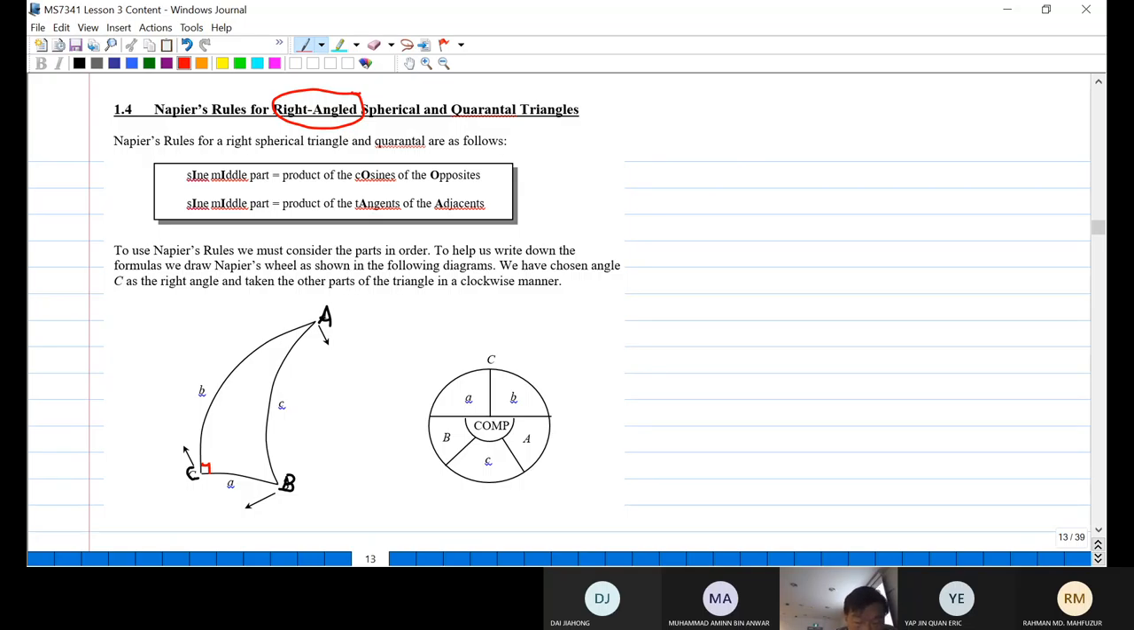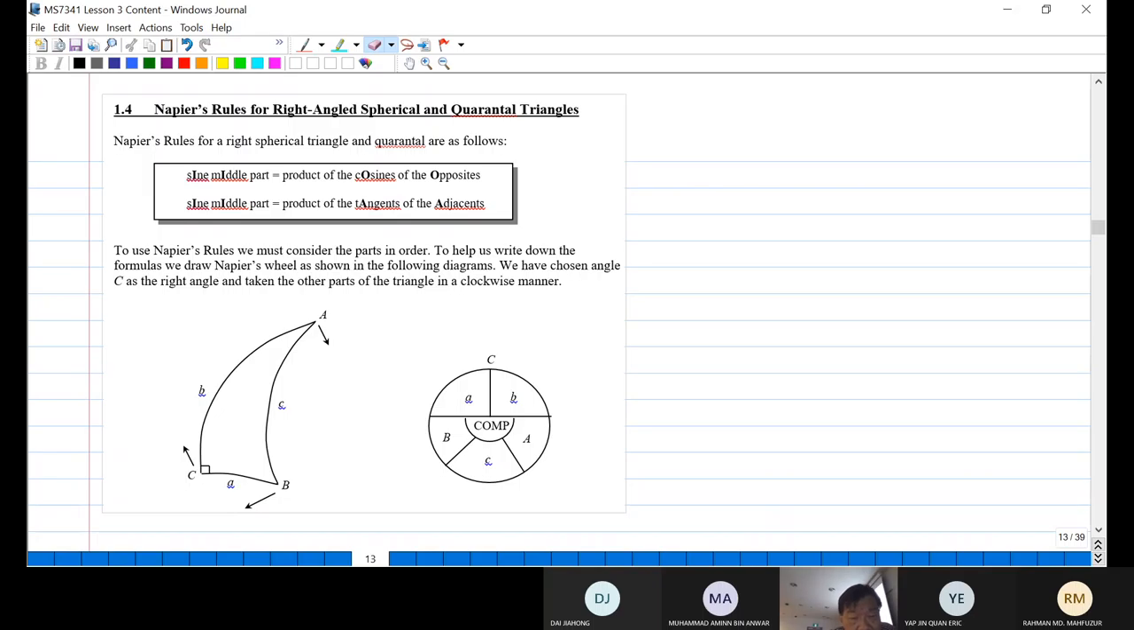So I have three angles there, A, B, C. Then the side opposite the angle, you use small letter a. So this is small letter a, this is small letter b, this is small letter c. So this is how you label the sides here, right? Let me erase all the color now, so you know how the triangle is labeled. This is for right angle triangle.